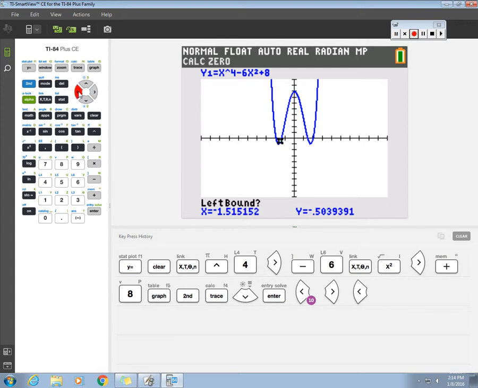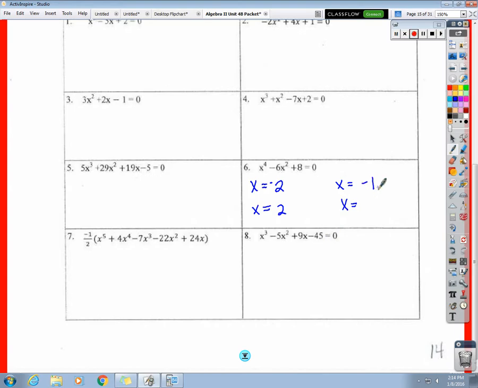So if I go a little bit further, I'm below it, but aren't I also to the left of it? So I hit enter. Then it says to go to the right side of it. And once you're to the right side of it, you hit enter again. Once it says guess, you hit enter one last time. Where is it located? -1.4. Okay, so that's our third solution.